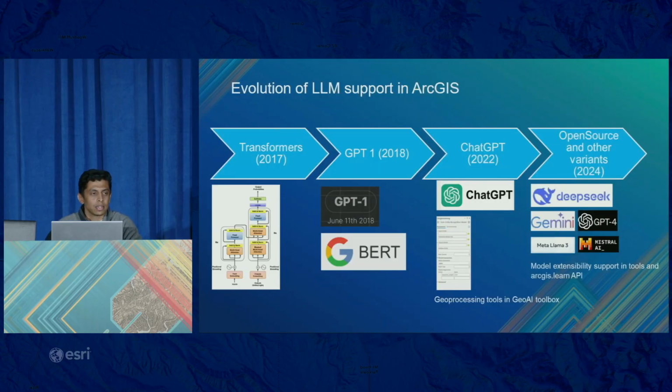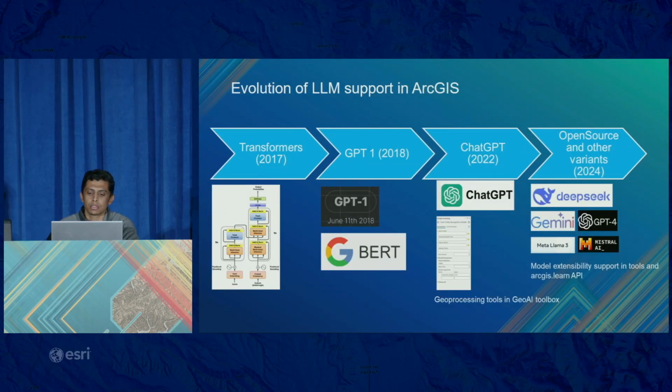So it all started with this seminal paper on transformers, which came out in 2017. The paper itself, titled Attention is All You Need, introduced the concept and the architecture of transformers. And since then, all the large language models that are being built are based out of this particular architecture.